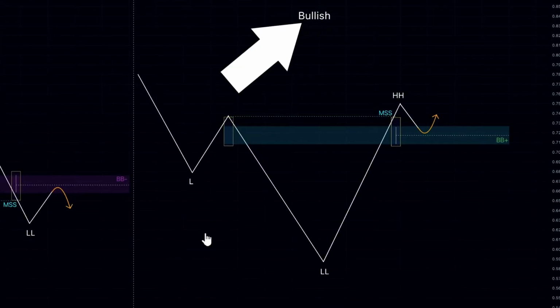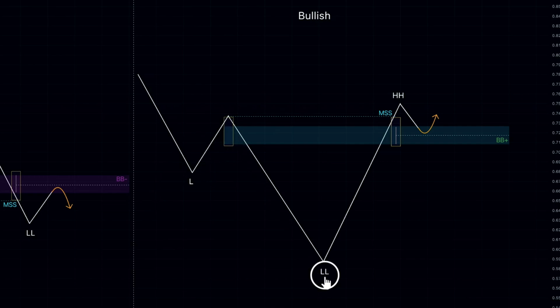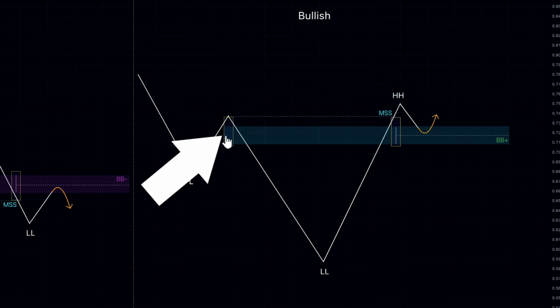Here's a bullish breaker block. How did it form? First, price created a bearish order block inside this yellow rectangle. After that, price moved downward, forming a lower low. Later, price climbed back up and broke above the order block, signaling a market structure shift or MSS. Once this higher high was formed, the order block was mitigated or invalidated, turning it into a bullish breaker block, labeled as BB+.